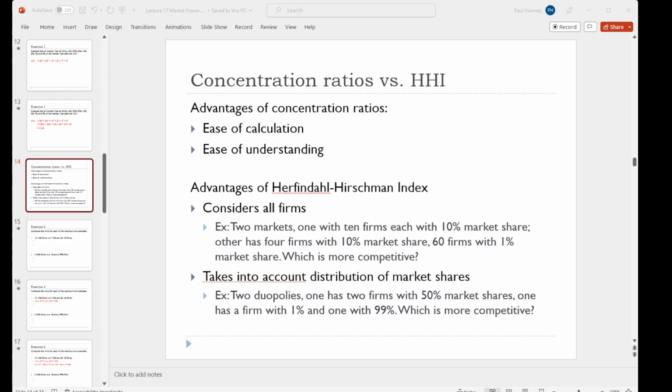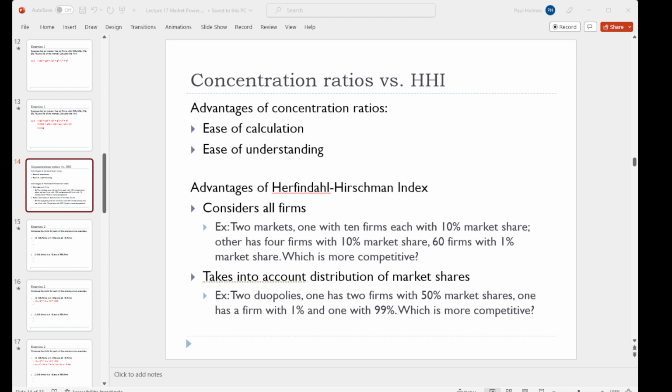We've now got two measures of industry concentration, the concentration ratios and the Herfindahl-Hirschman index. What's good about each of these? Well, concentration ratios are good because they're easy. You can calculate them easily, you can understand them easily. You could pretty confidently explain this to a 11, 12-year-old. They would have absolutely no problems understanding concentration ratios.